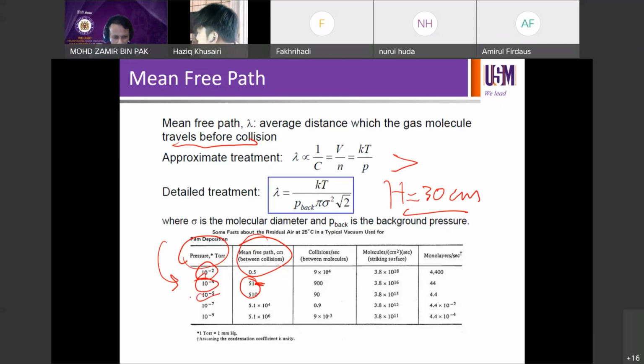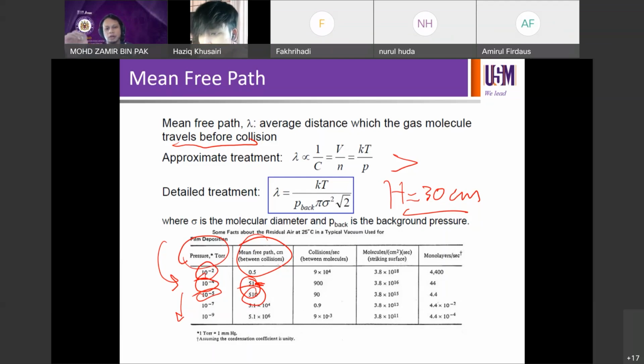Kalau you evaporate at 10 minus 5, it will go like 510 cm, so 5.1 meters. Dia boleh pergi 5 meter tapi nak pakai 30 cm je. Confirm sampai punya, okay? Confirm sampai. So the same goes for the others. If you evacuate your chamber down to 10 minus 7, it can go up to 51,000 centimeter. Terlebih lagi kan, melimpah-limpah. But it will just hit anyway, right? So 10 minus 9, of course, you don't have to.